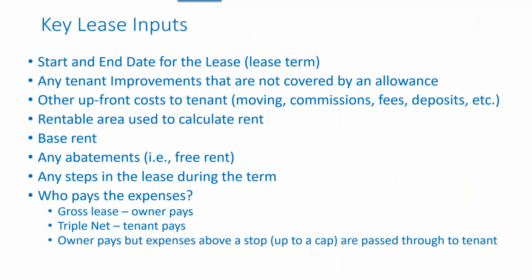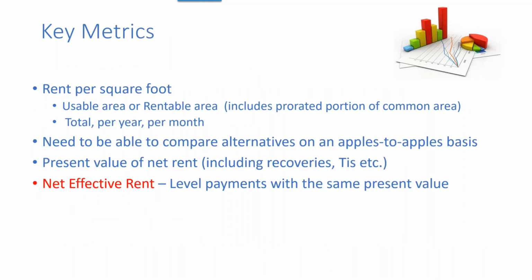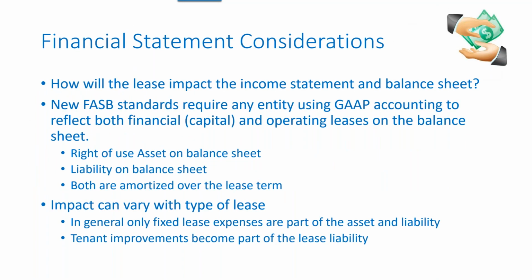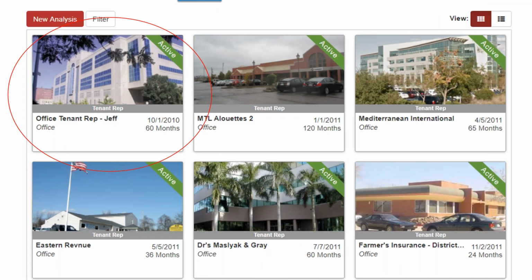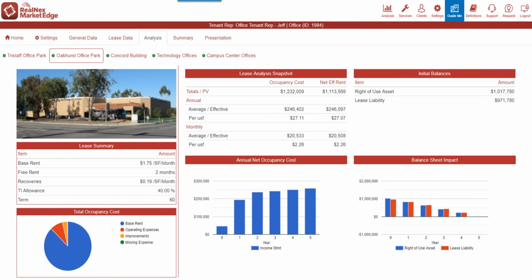Key inputs are going to be the same as we already talked about. I just repeated some slides. Originally, this was a standalone example, so it covered the same points here, that you need to have all these different inputs that we talked about, and these are the kind of things you'd want to look at, including the net effective rent, and then the financial statement considerations that I already talked about. Again, you're doing a lease comparison analysis. This was an office tenant rep example.